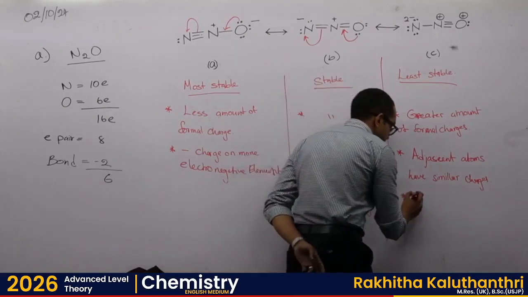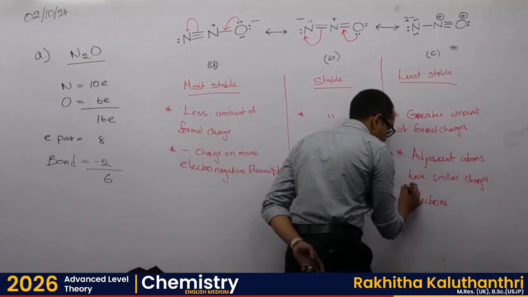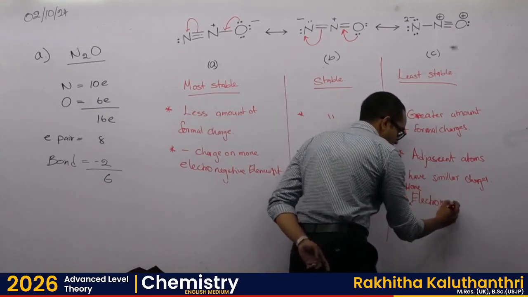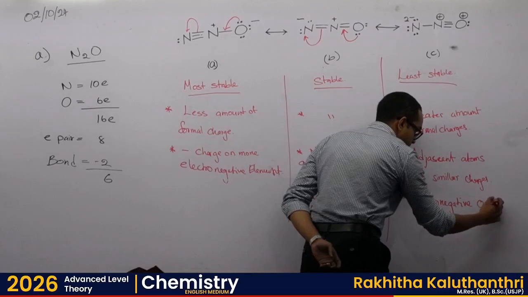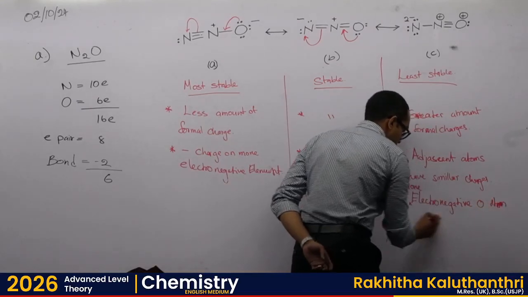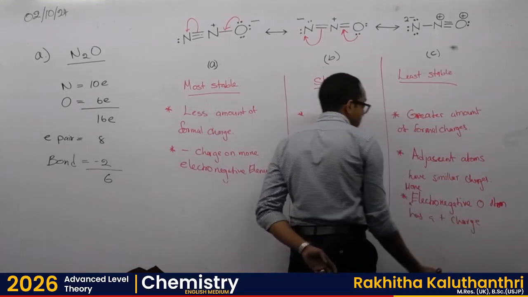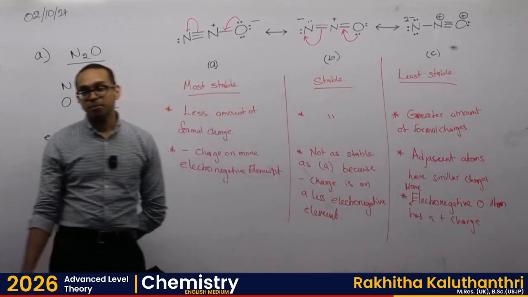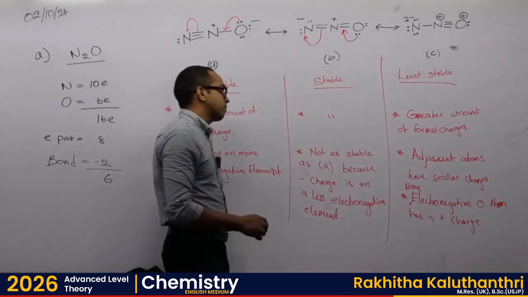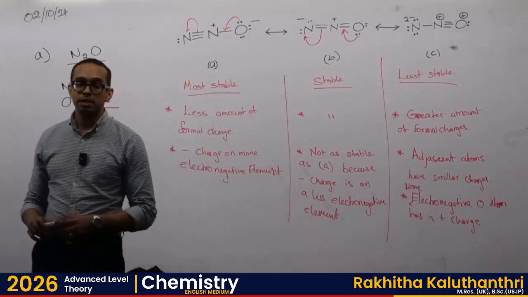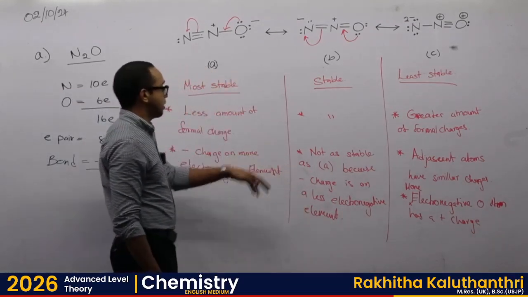And the other thing is, more electronegative oxygen atom has a positive charge. These are all bad things, right? These are all bad things in a sense. They are basically contributing to it being less stable. So this is something to keep in mind.